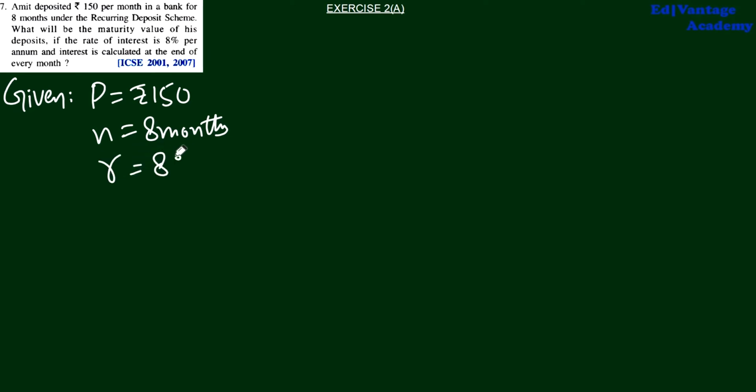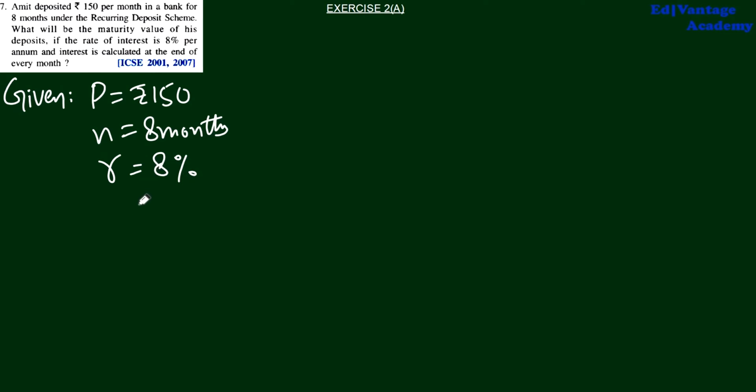The 7th question is given; the 6th question, second part, you tried. The 7th question is given as: Amit deposits 150 per month. Principal is 150 in a bank for 8 months. Time is 8 months. What will be the maturity value of his deposit if the rate of interest is 8%, and interest is calculated at the end of every month.